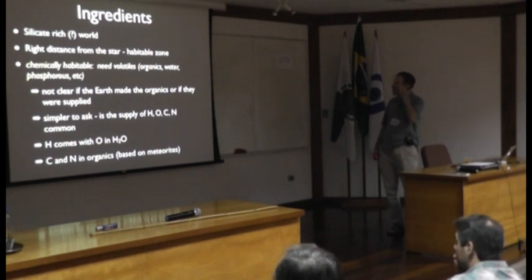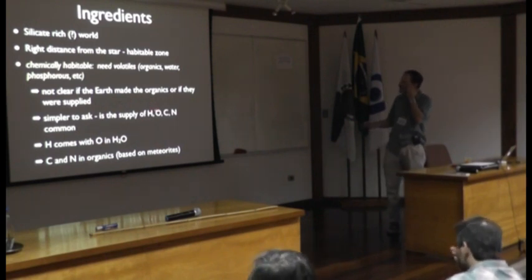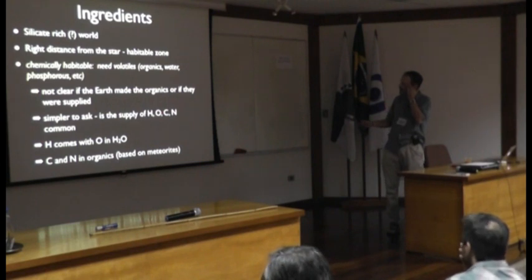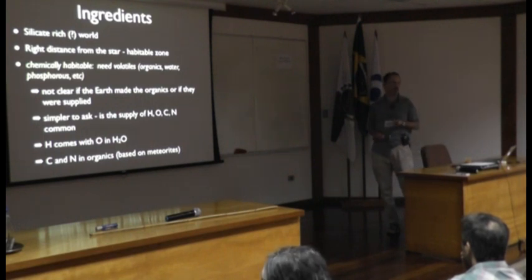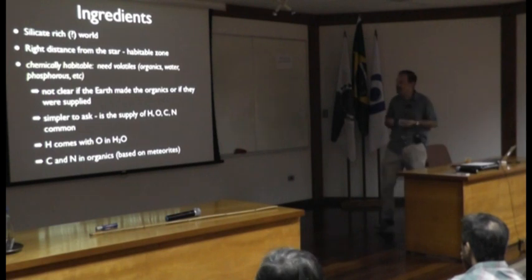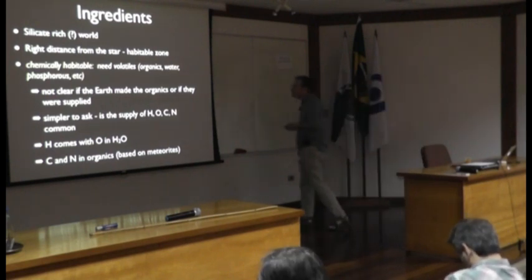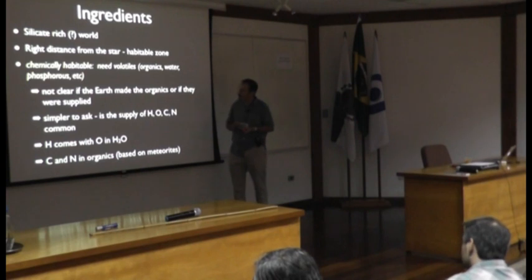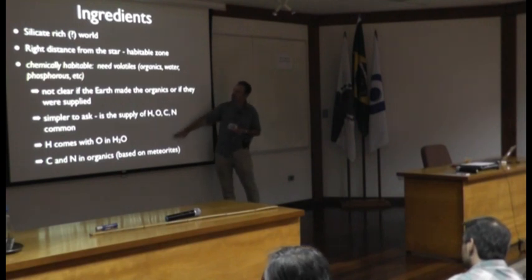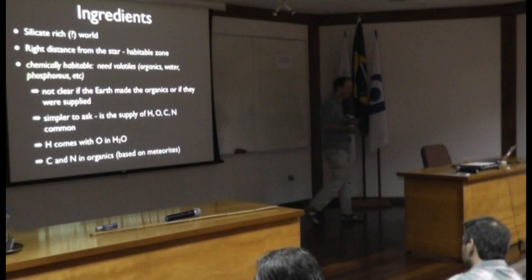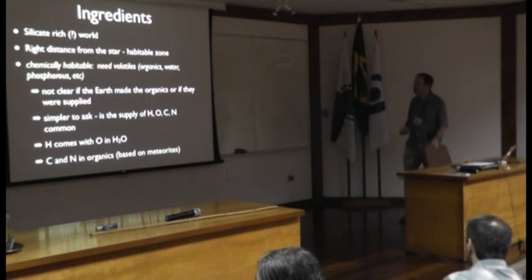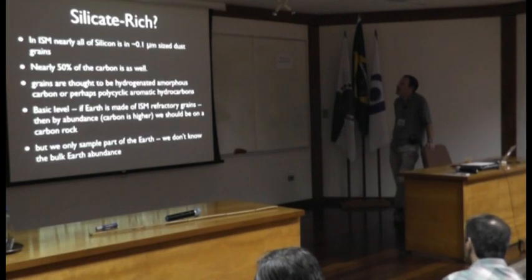So in a way, it's actually simpler to ask, what is the supply of hydrogen and oxygen? Actually, we know that that's water. Where does that come from? Where does the carbon come from? And where does the nitrogen come from? And how common is it to supply just the elements in the bulk form? And so what we think is, we're pretty certain that H and O is in water, right? And the CNN most likely came in organics, although there are other possibilities, but based on meteorites, that's the best guess. All right, now, silicate-rich.